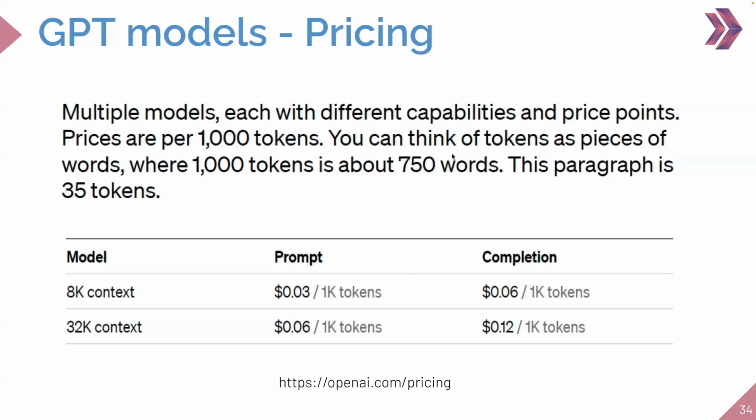So you can think of tokens as pieces of words. In NLP courses, you will see what a token, document, corpus, and corpora are, but simply you can think 1,000 tokens is about 750 words. For example, this paragraph is 35 tokens. According to your problem, the query and the prompts will be different. Therefore, the prices will be different. But basically, these are per 1,000 tokens. So you can check the website, openai.com pricing.